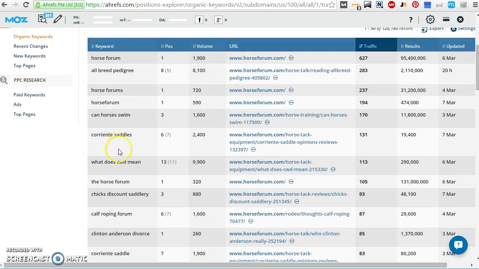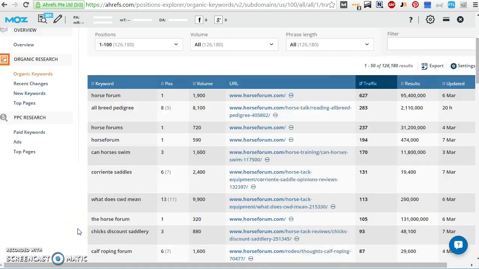Corriente saddles is something I never have heard of. If I was just starting a horse blog, I wanted to break into this market and I didn't know much about it, I probably wouldn't know what this type of saddle is. I would have never brainstormed that on my own. This is a good keyword, right? The thing about these keywords is they're usually good enough on their own. You don't have to plug them into other tools. You don't have to check the difficulty. You don't even necessarily have to analyze the search results because you know if a weak site is already ranking for them, you have pretty good odds of ranking for them too. What does CWD mean? Clinton, Anderson divorce, some irrelevant stuff on here, but overall some really good targets.